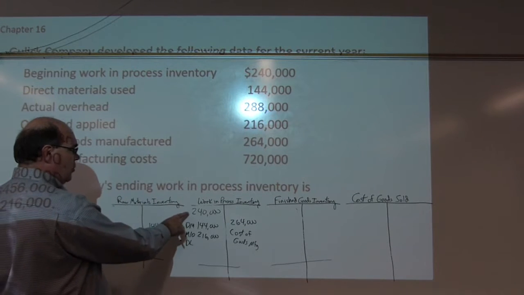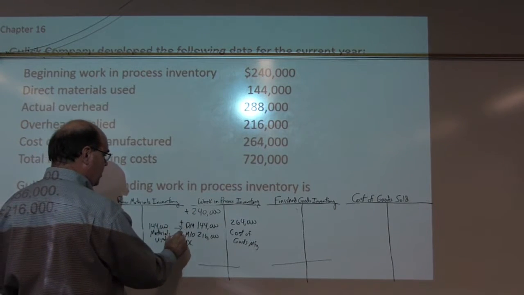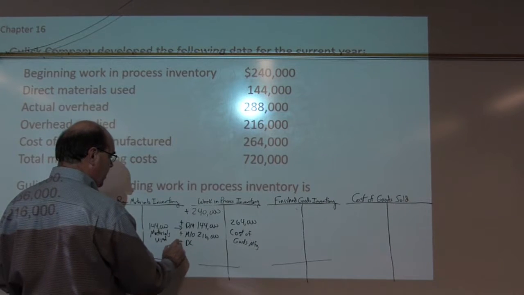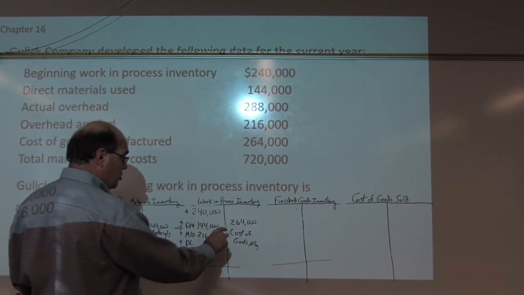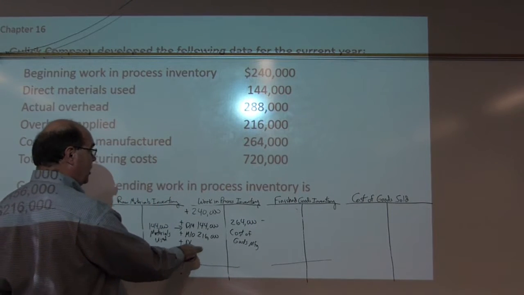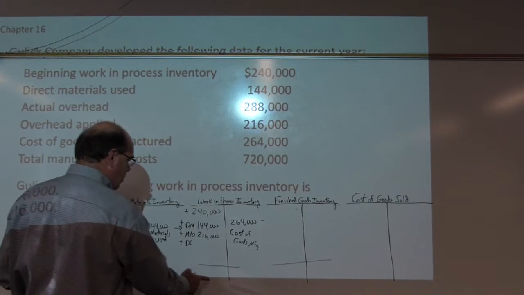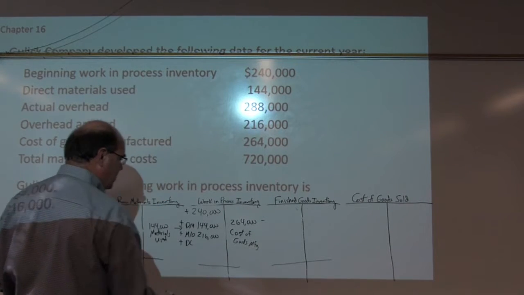So we want to start with our beginning inventory. We want to add our direct materials, our manufacturing overhead, and our direct labor, and then we want to subtract our cost of goods manufactured from that. But there's a problem. We don't know direct labor. They didn't give that to us. So how can we find this number if we're missing that number?